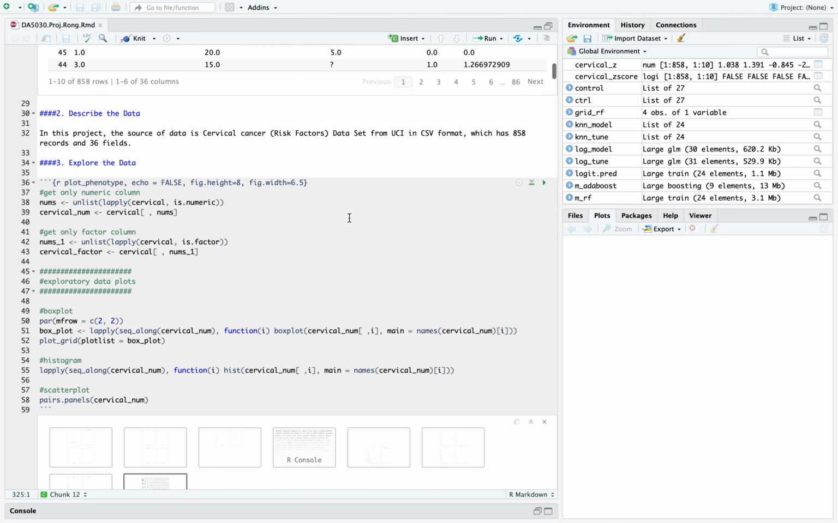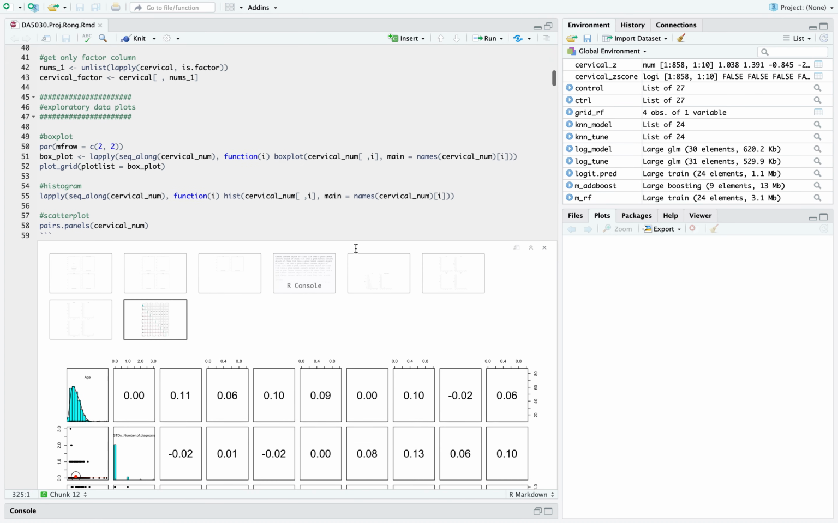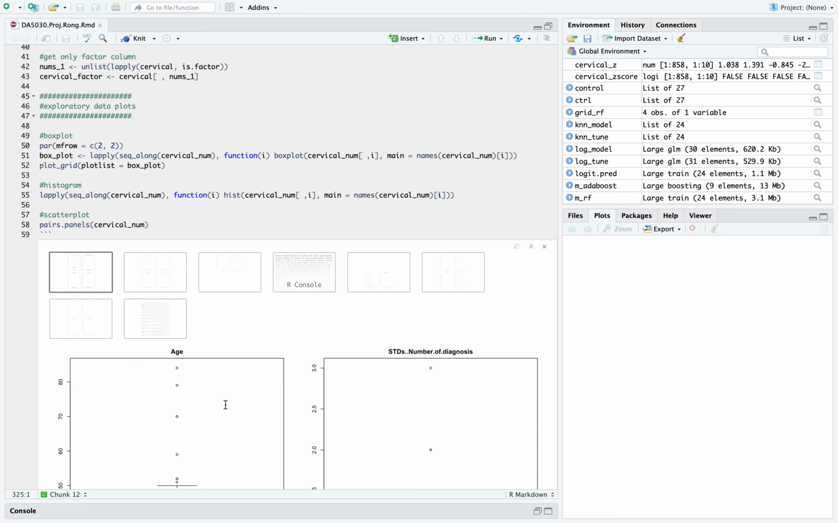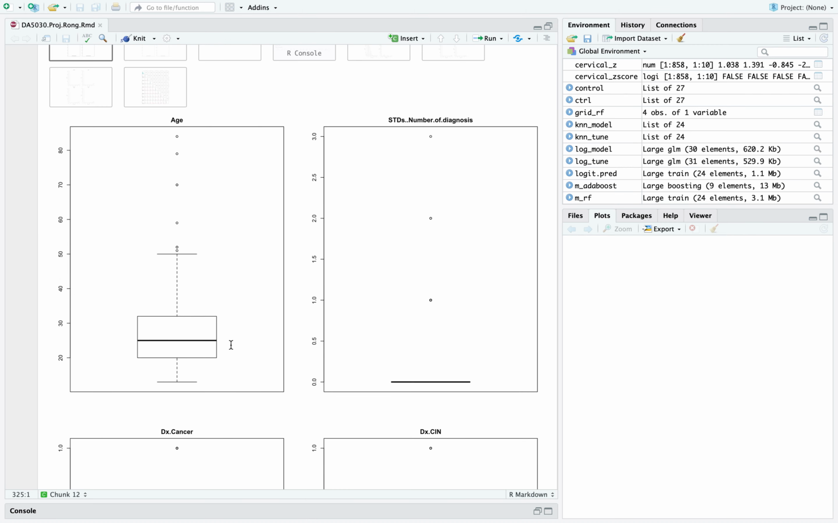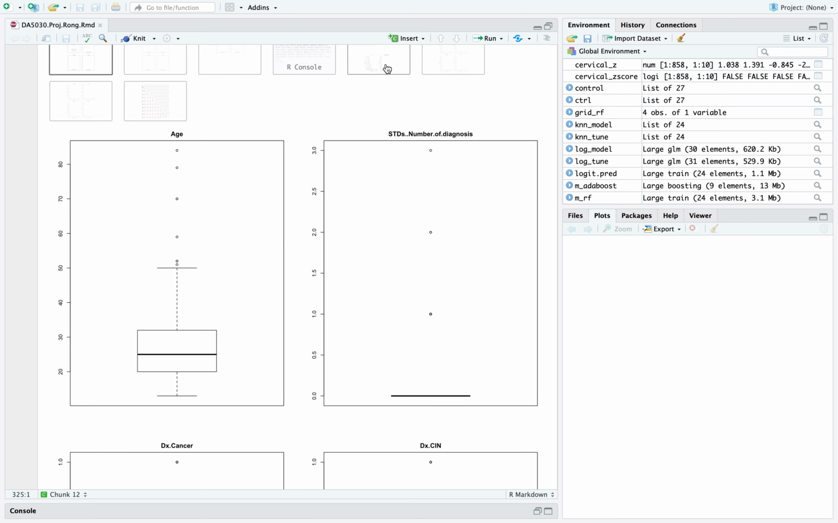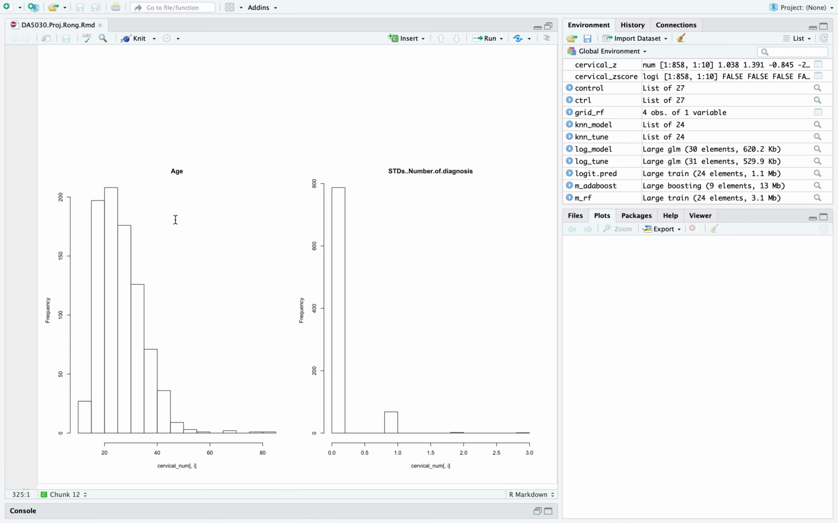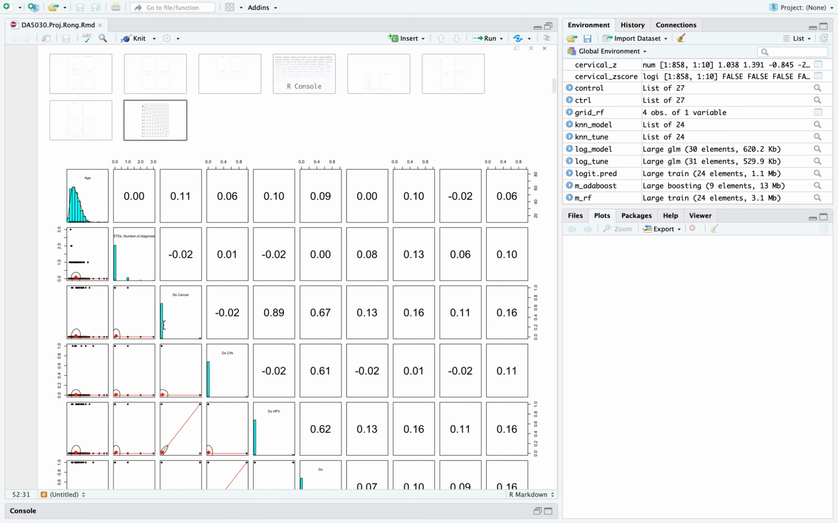In terms of how I explored the data, for the numeric data I just plotted histograms and box plots. In this step, I didn't remove any of the data because the data size is small, so any record could be valuable.